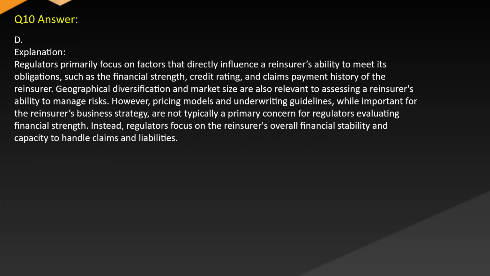Answer: D. Explanation. Regulators primarily focus on factors that directly influence a reinsurer's ability to meet its obligations, such as the financial strength, credit rating, and claims payment history of the reinsurer. Geographical diversification and market size are also relevant to assessing reinsurers' ability to manage risks. However, pricing models and underwriting guidelines, while important for the reinsurer's business strategy, are not typically a primary concern for regulators evaluating financial strength. Instead, regulators focus on the reinsurer's overall financial stability and capacity to handle claims and liabilities.